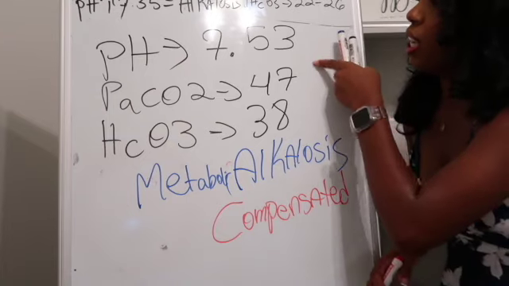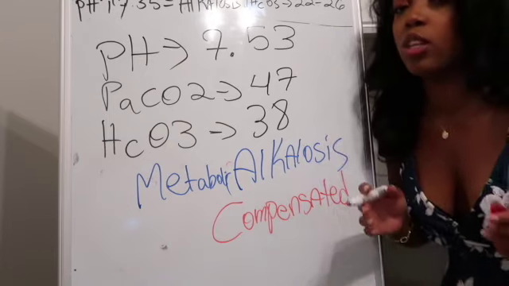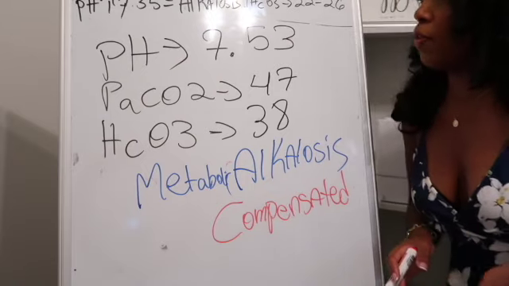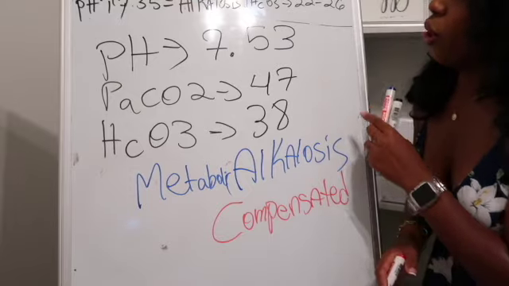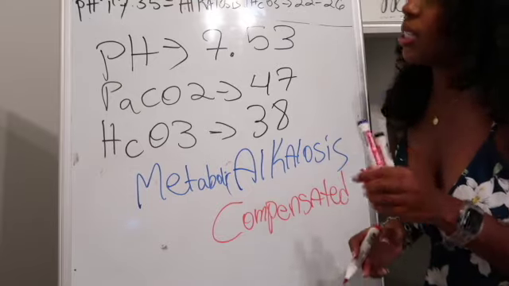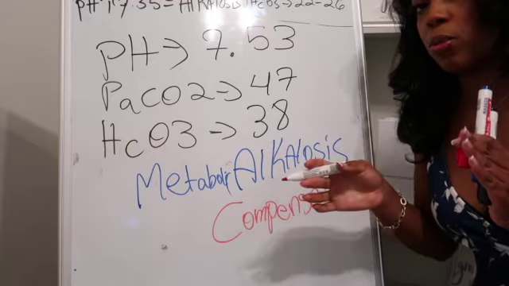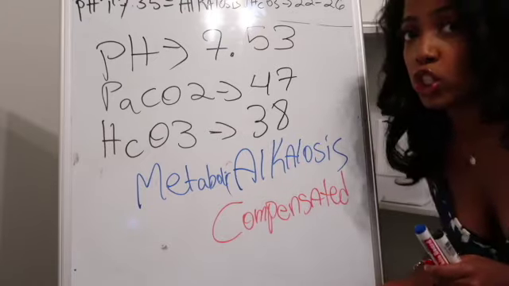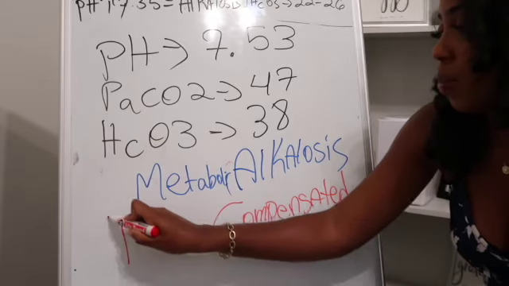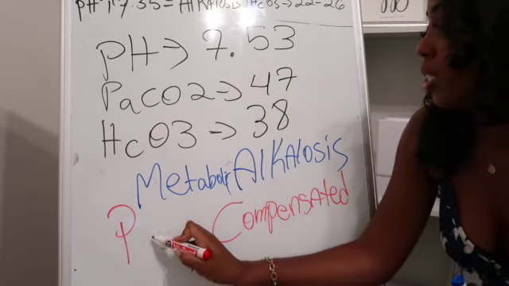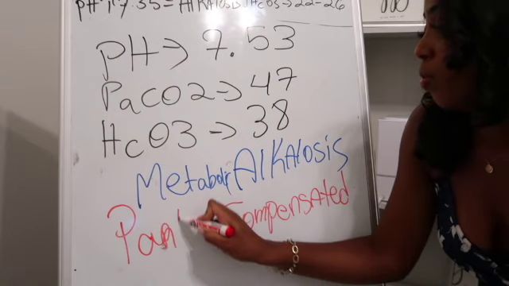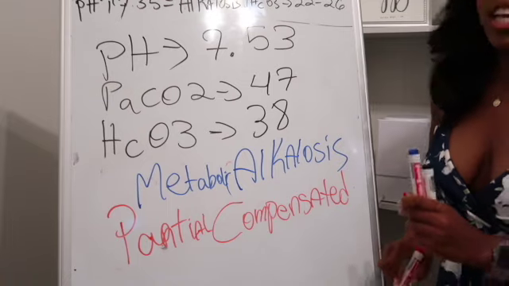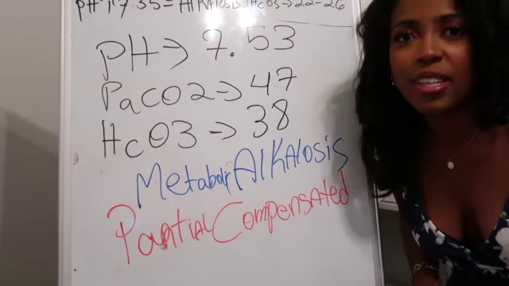Now, we look at the pH to tell us that. If the pH is within the normal value, it is going to be a full compensation. If it's not, it is a partial. So it's out of whack because it's not within the pH 7.35 to 7.45 range. So it is going to be a partial compensation because the pH didn't go back to its normal value. Okay, so it is partial compensation.